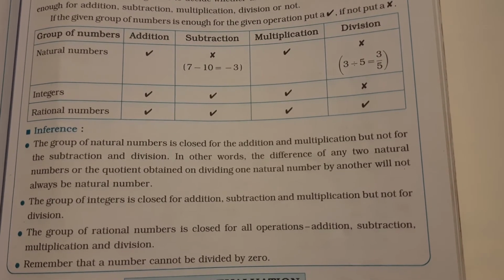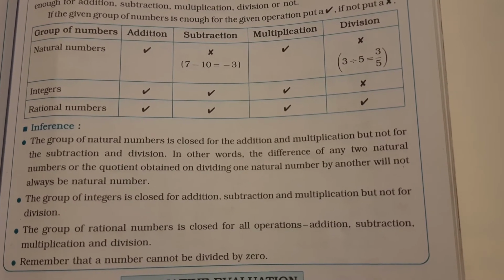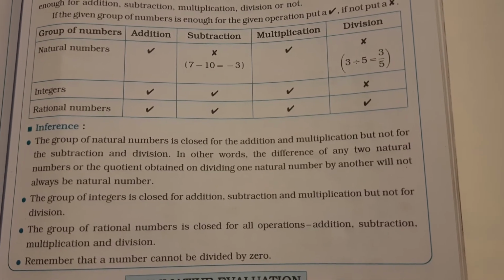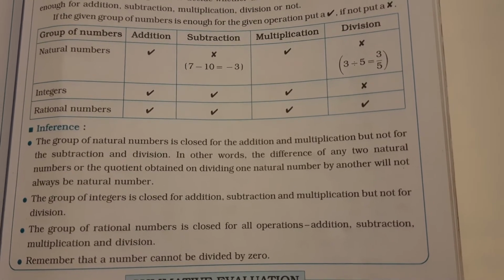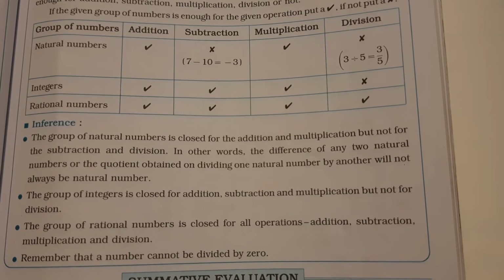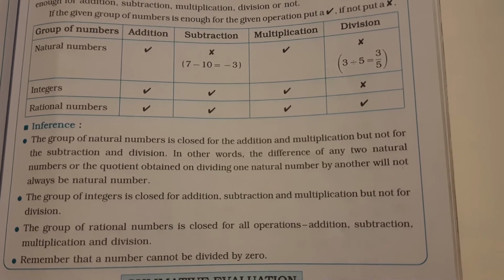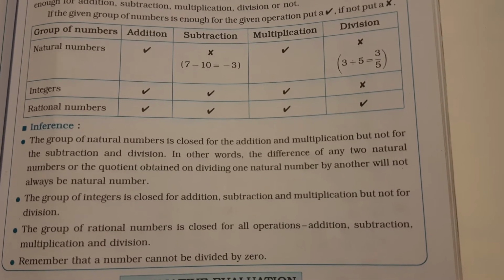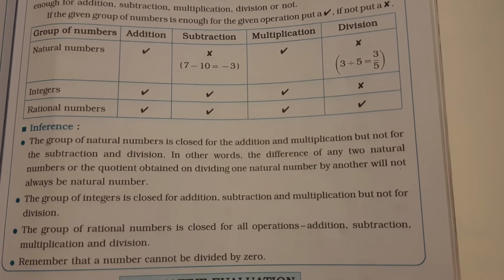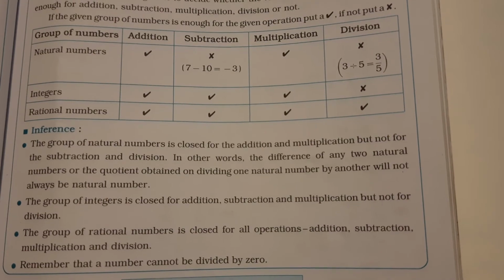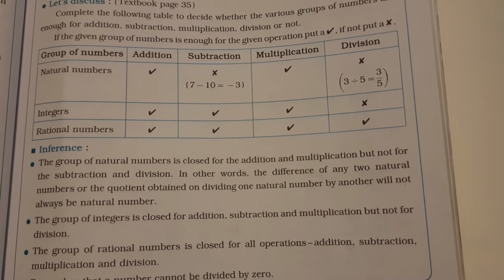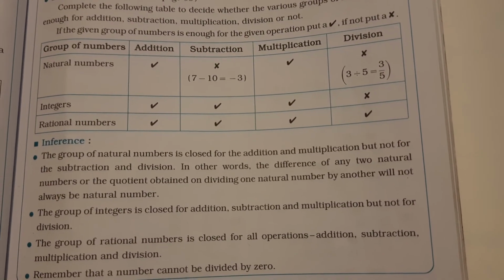So remember that a number cannot be divided by 0. Because, for example, 4 upon 0 is not defined. We cannot divide 4 by 0 or any other number by 0. So this you have to remember before we proceed with practice set 22.